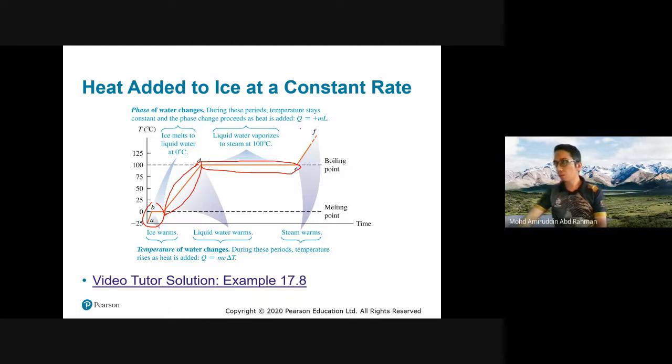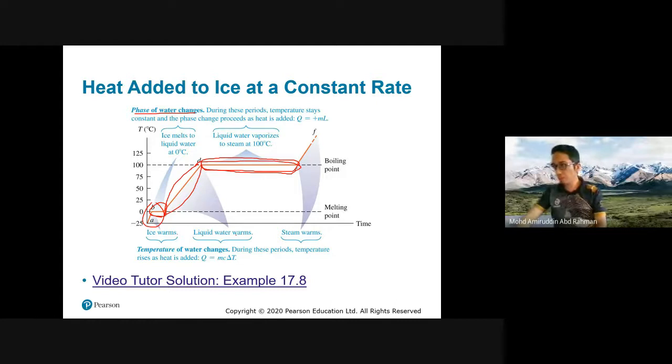During the phase changes, the temperature stays constant. This is where the phase changes happen, at this horizontal plot over here. From B to C the ice melts to liquid water, and then from D to E the liquid water vaporizes to become steam. This is where you can measure Q equals mL.